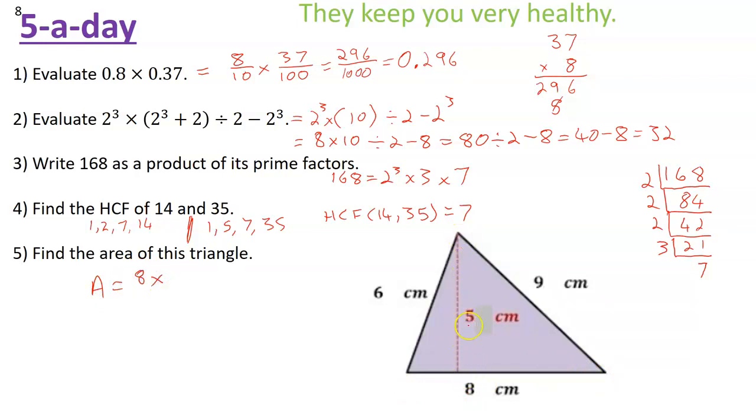And to find the area of a triangle, I'm going to do the base multiplied by the perpendicular height and then divide it by 2. My lengths are measured in centimetres, so my area is in centimetres squared.